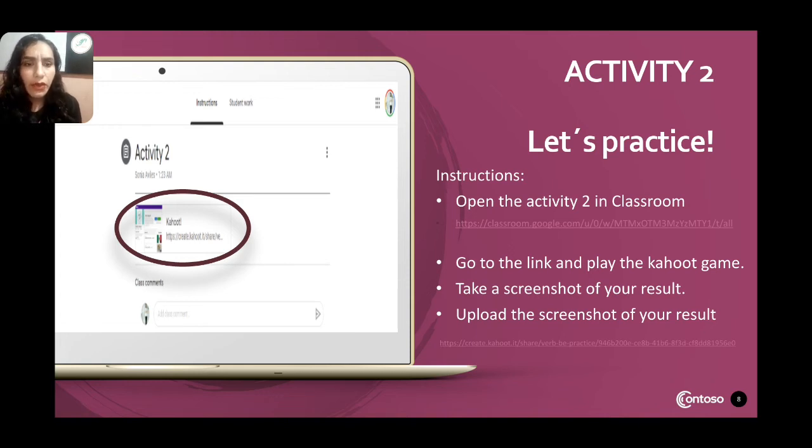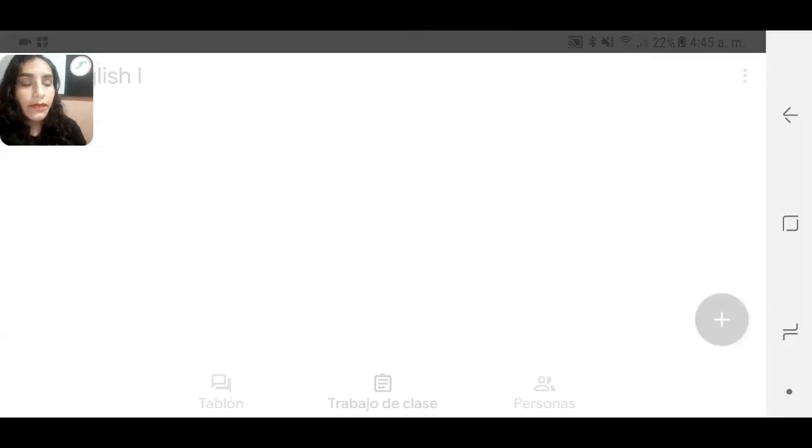Les voy a explicar cómo vamos a hacer esta actividad número 2. Espero que funcione, que cargue rápido aquí. Y si tenemos problemas técnicos, recuerden que podemos pausar y continuar viendo después. O bien me pueden escribir sus preguntas o comentarios en la sección de comentarios de Classroom para que pueda apoyarles. Ok.